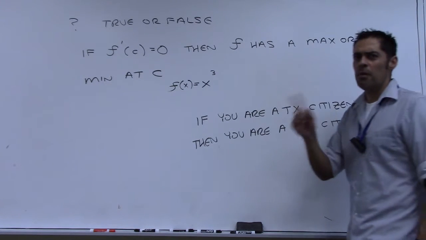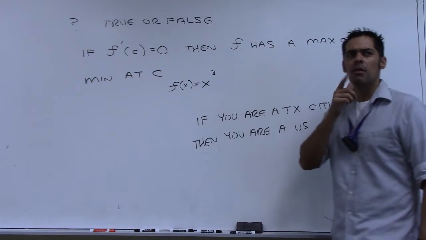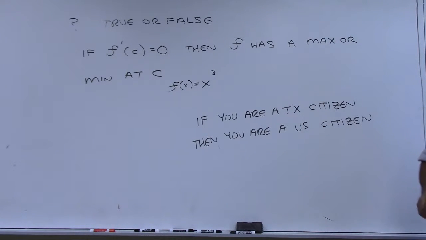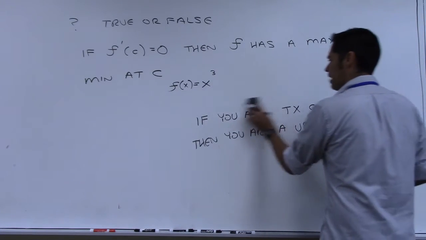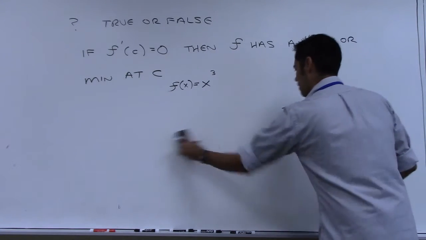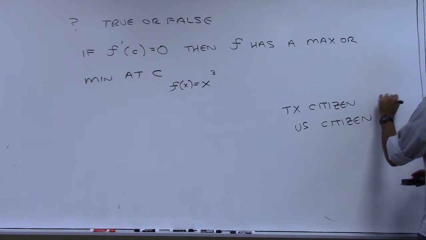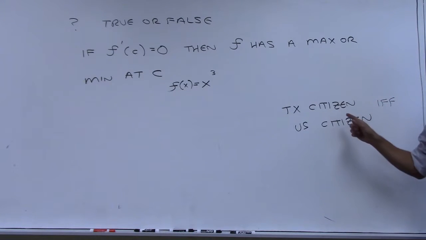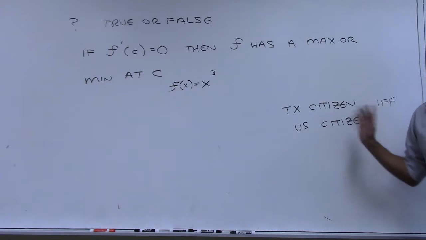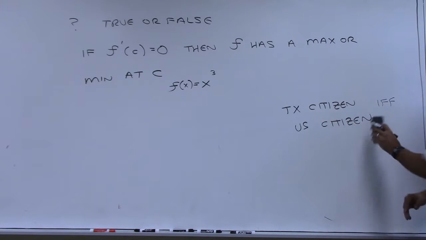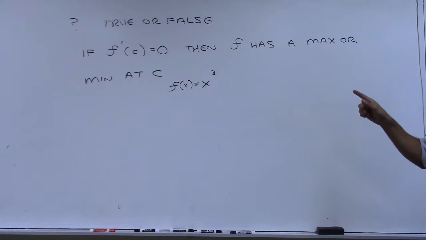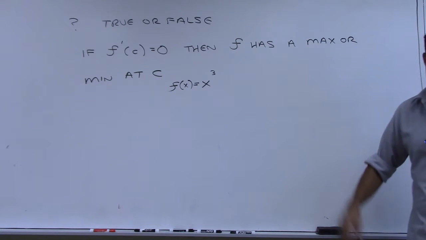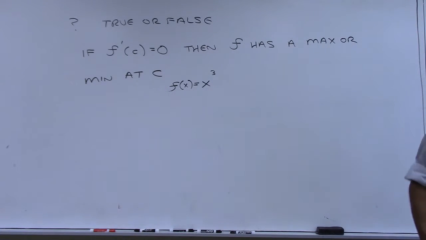What's the only time you can go both directions? If and only if, right? If it was written, Texas citizen if and only if U.S. citizen, that would mean you can go both directions. But it wouldn't work for this, would it? So be very careful with this, all right? With this theorem, it can be abused.